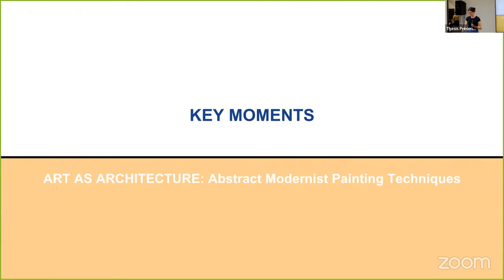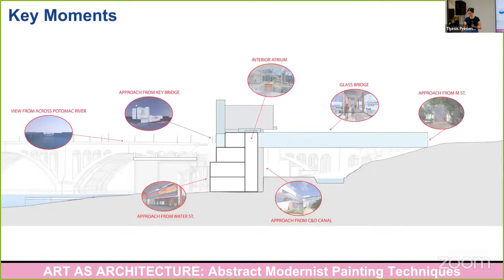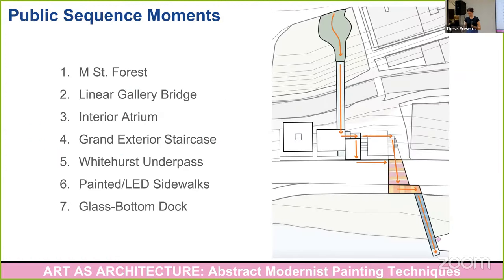So the key moments in the public promenade sequence are the best way to describe the impact of the Rothko analysis on the final building design because it's largely experiential. Again, here are some callouts and section of the key moments in the public sequence promenade.